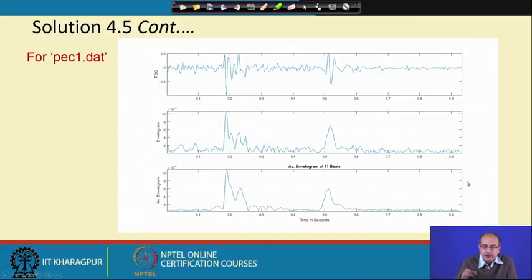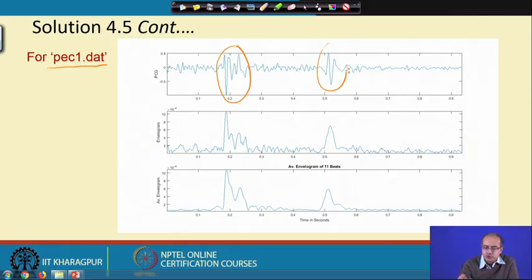So, first we take the first PCG signal, PC1 dot dat, and here we have taken just one single cycle to give a better rendition. If we take all the cycles, we will get the whole signal, but none of these cycles will be clear. So, in this case we see that this is the S1 and this is the S2 part. Corresponding envelopegram we get here.